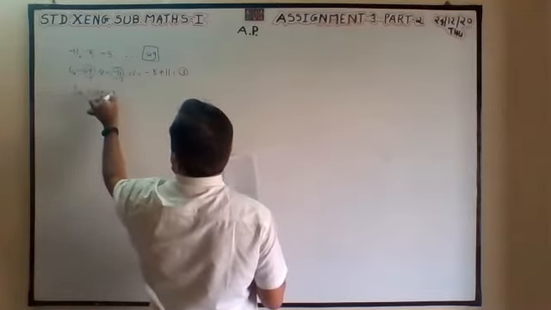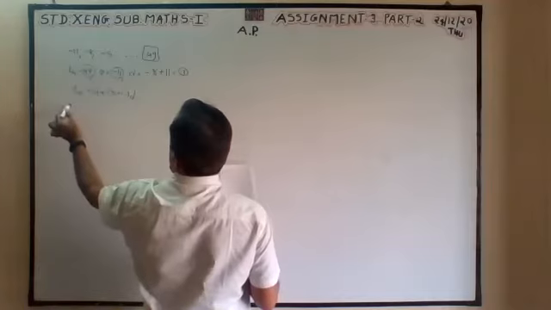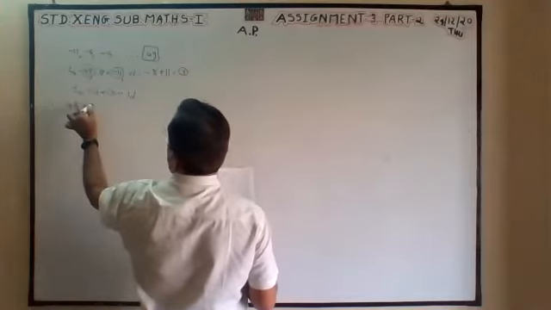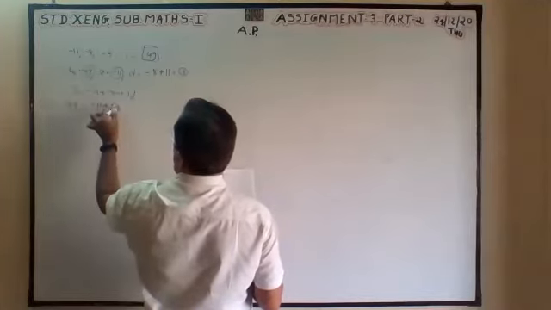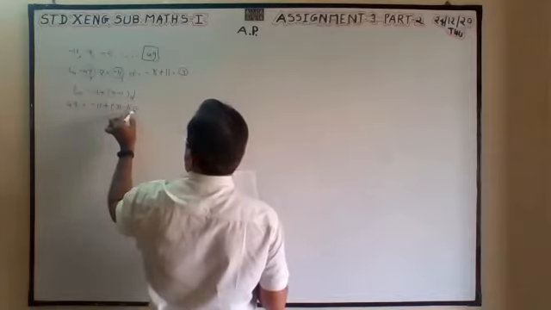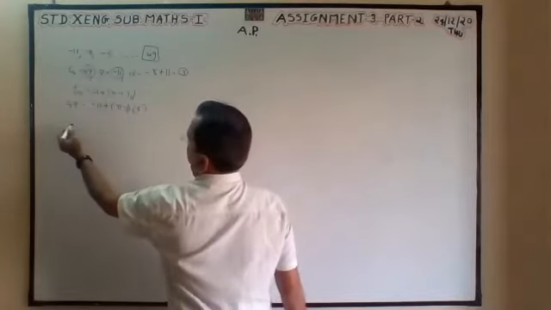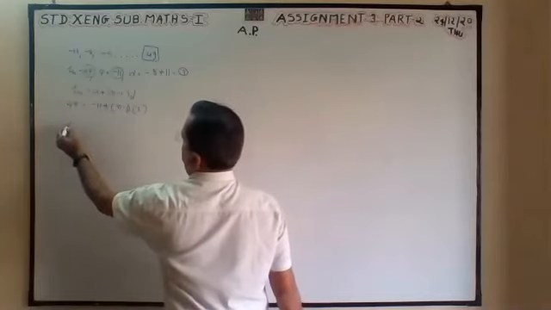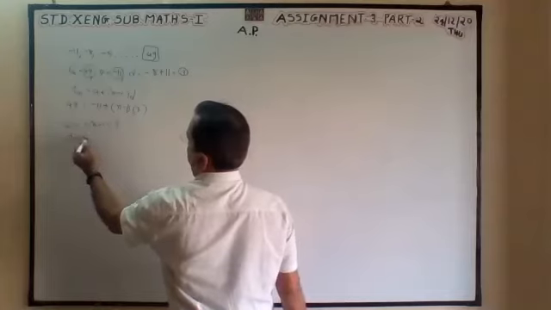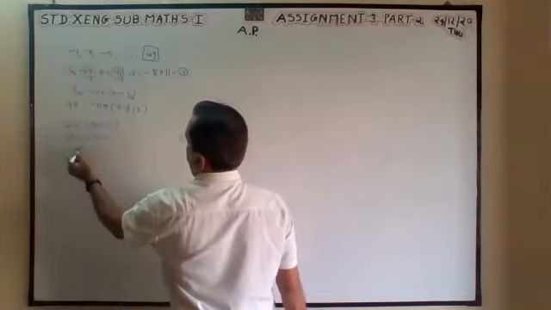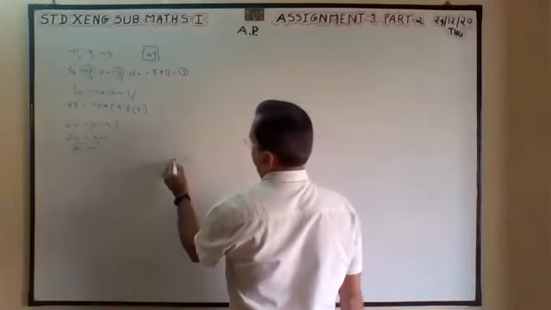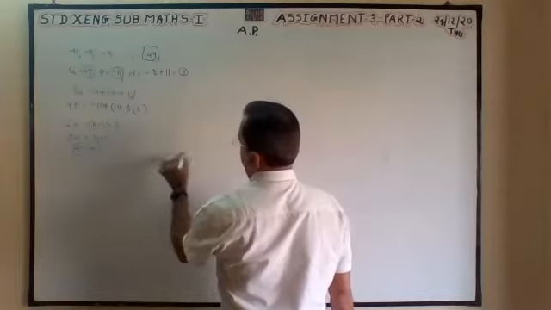Tn is equal to A plus n minus 1 d. What is Tn? What is A? We have to find out how many terms there are, which we don't know. The difference is 3. First add this 60, then divide by 3, then add 1. So 21st, 20, 19, 18.